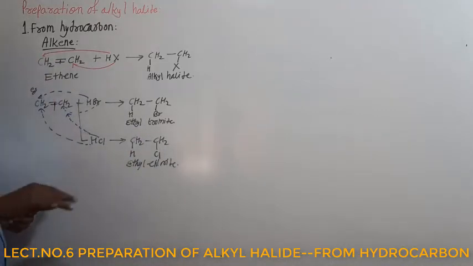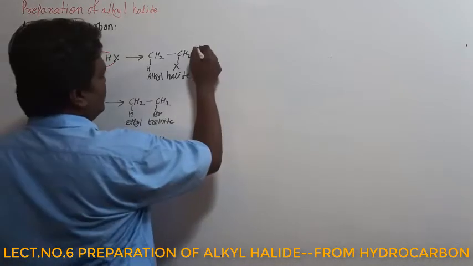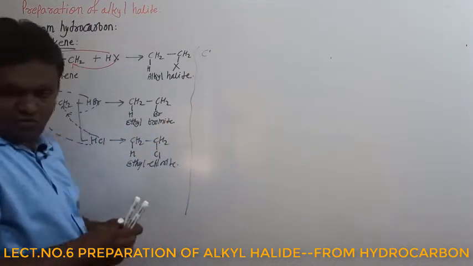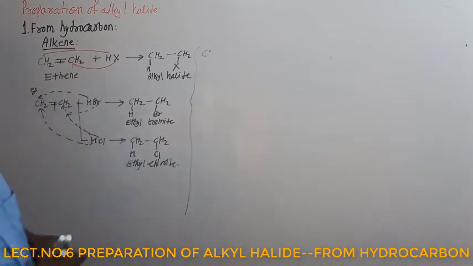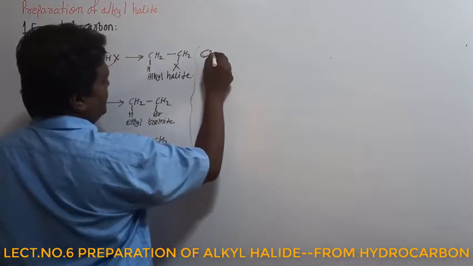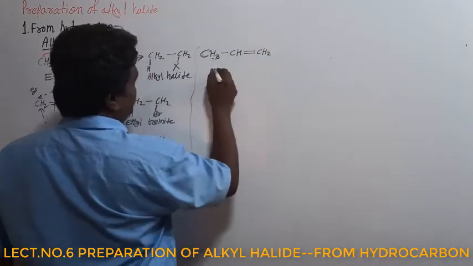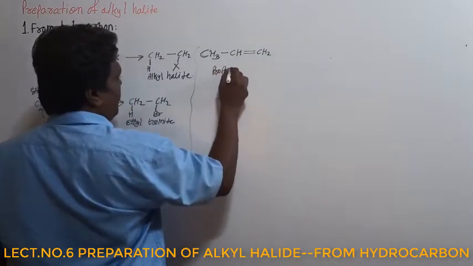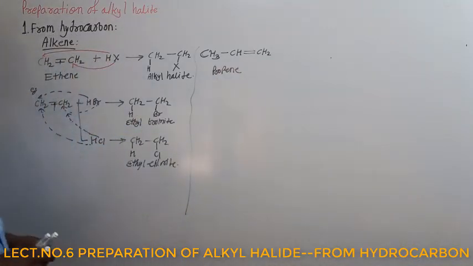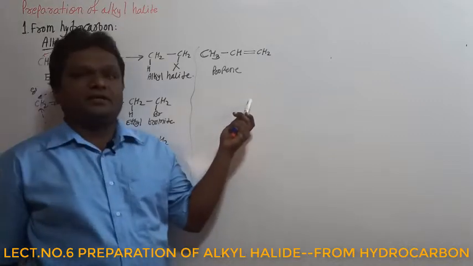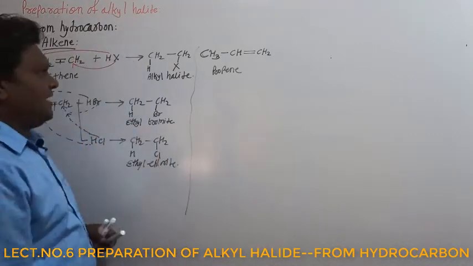We start the same thing in a little bit different way. Again the same thing, alkene. But now I'm not going to take ethene, I'm going to take propene. CH3, CH double bond CH2, called propene. One of the important differences between ethene and propene is that ethene is called a symmetrical alkene and propene is called an unsymmetrical alkene. Now a little change will happen.